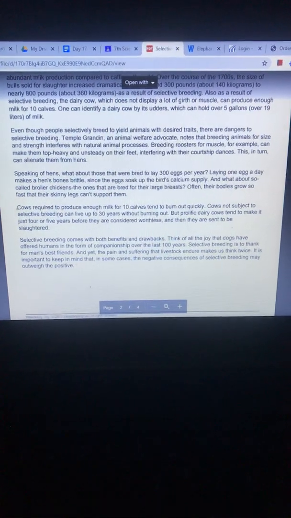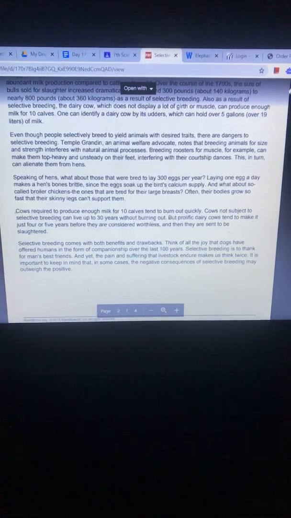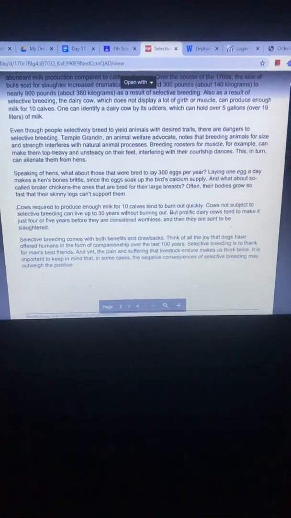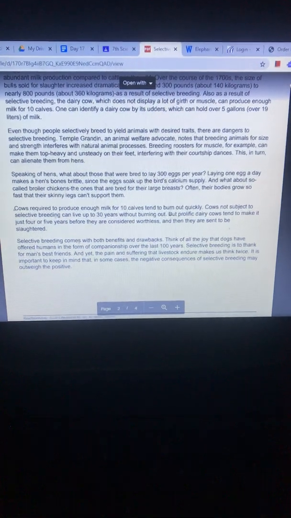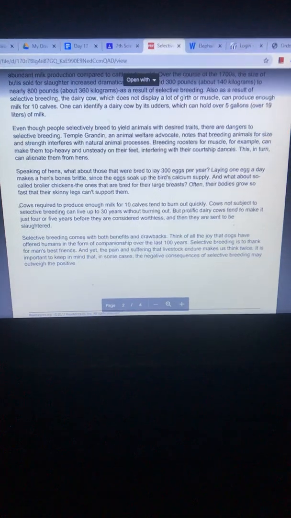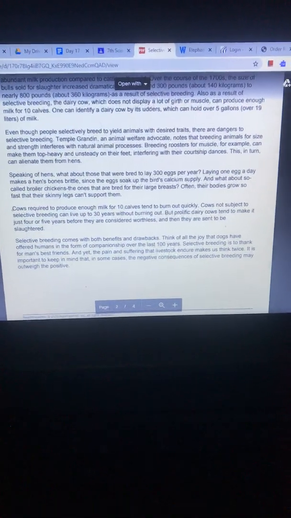Cows required to produce enough milk for 10 calves tend to burn out quickly. Cows not subject to selective breeding can live up to 30 years without burning out. But prolific dairy cows tend to make it just 4 or 5 years before they are considered worthless, and then they are sent to be slaughtered.